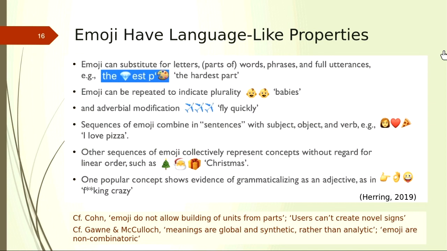So these contravene a number of the claims that were presented earlier. For example, Cohn saying emoji do not allow building of units from parts. Users can't create novel signs. Gawne and McCulloch: emoji meanings are global and synthetic rather than analytic, and emoji are non-combinatoric. So we see a lot of exceptions already to those claims.